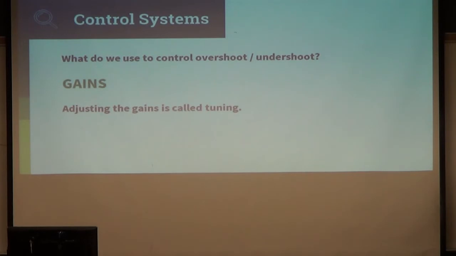Okay, so the way we control these overshoot and undershoot is adjusting the gains, and adjusting the gains is called tuning. Usually you have to do a lot of experimenting with it, change it a little bit at a time, don't change it too drastically, but it does take some trial and error to see what works best on your robot.